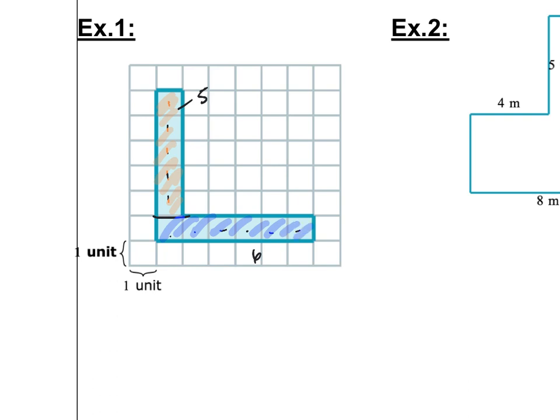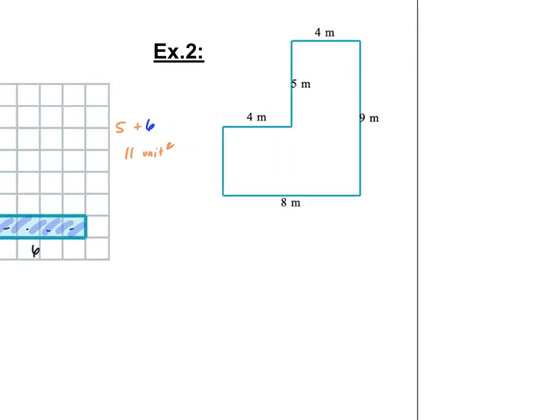So I'm going to add 5 plus 6 square units. So I have 11 square units. 11 units squared. That's how I'd write that. Okay, we look at the same thing over here.